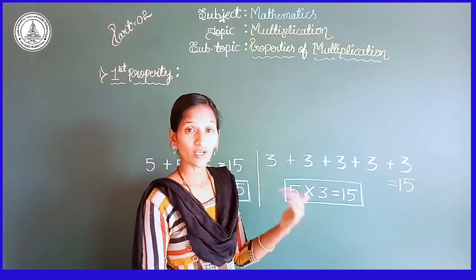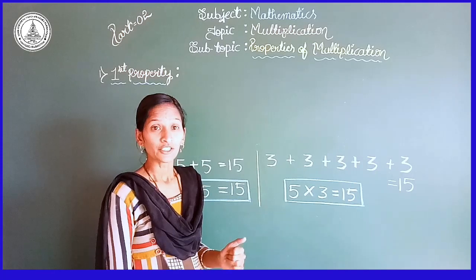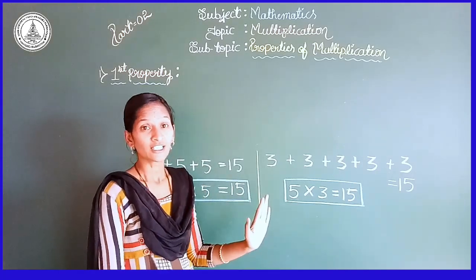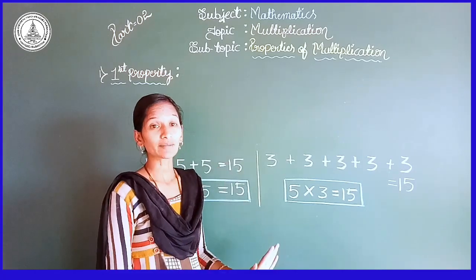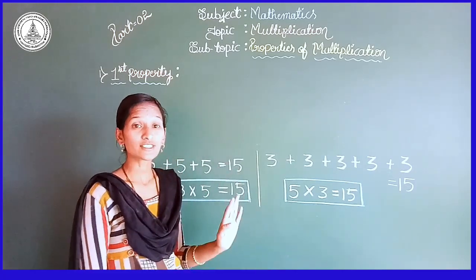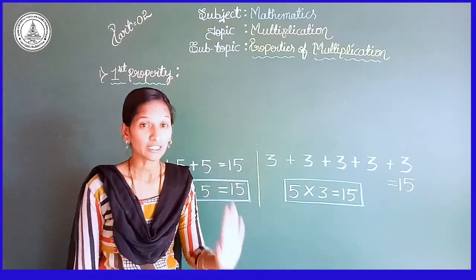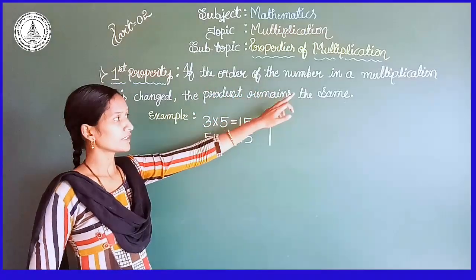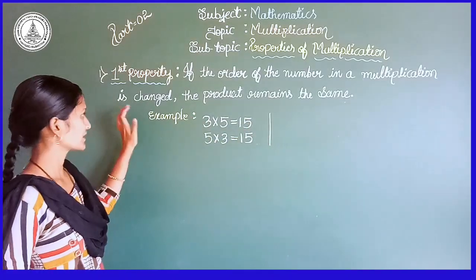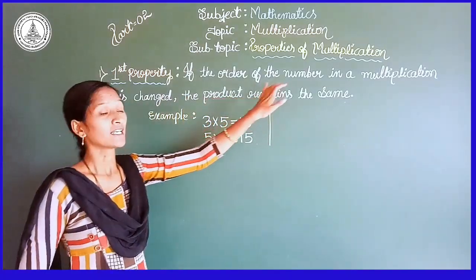So what have we observed here? If you change the order of the factors, the product remains the same. So this is the first property of multiplication. See here, if the order of the numbers in a multiplication is changed, the product remains the same.